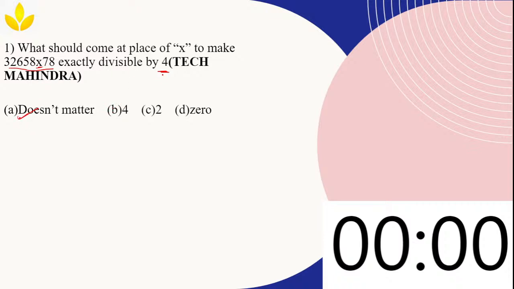Because as you know, we learned the divisibility rule for 4, right? What is the divisibility rule for 4? You just have to check the last 2 digits. If the last 2 digits, 78 here, are divisible by 4, then this whole number 32658x78 is divisible by 4. If not, this whole number is not divisible by 4, right? So whatever the value of x, it doesn't matter for us. So the answer is option A.